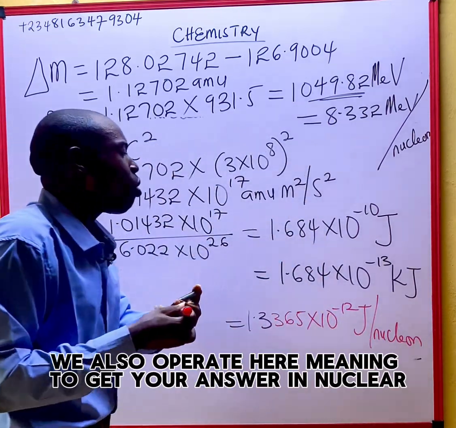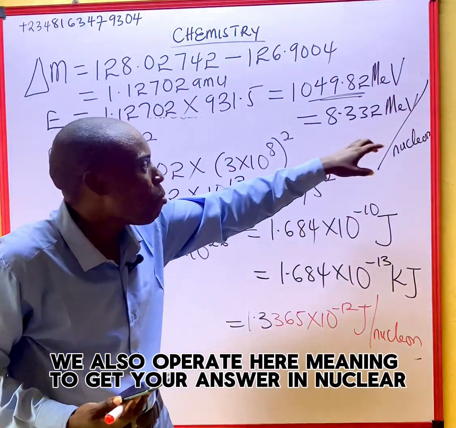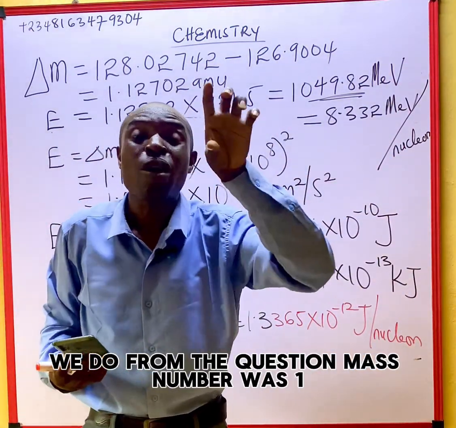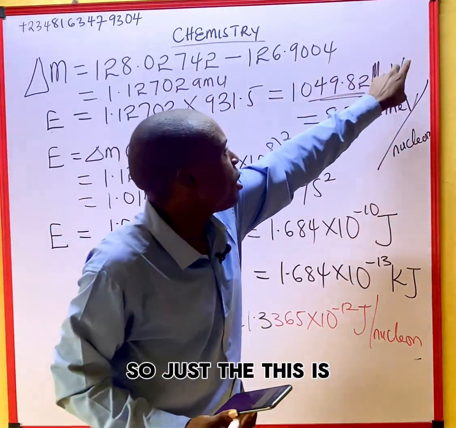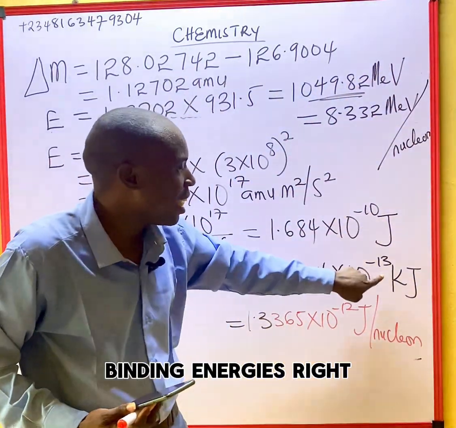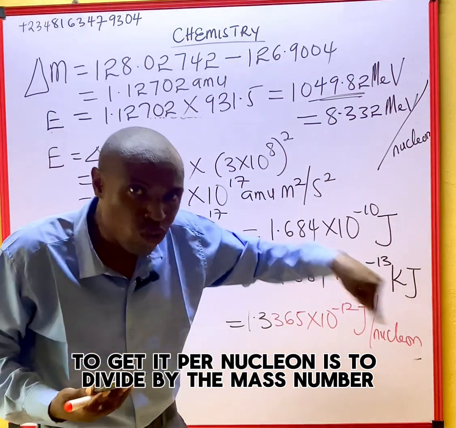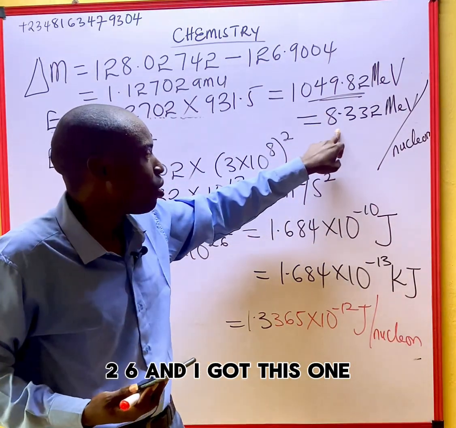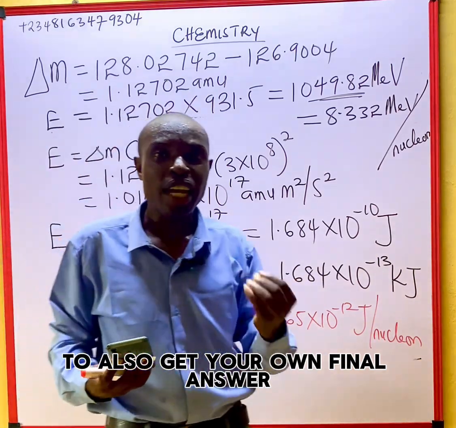The same idea will also operate here, meaning to get your answer per nucleon, nucleon number means the mass number, and the mass number of iodine that we're given from the question was 126. So these are binding energies, right? To get it per nucleon is to divide by the mass number, which is what I did here. Divide this one by 126 and I got this one. You can also do the same for this one to get your own final answer.